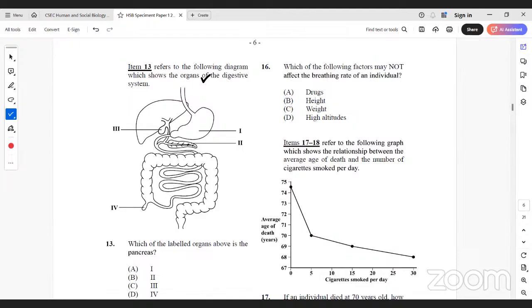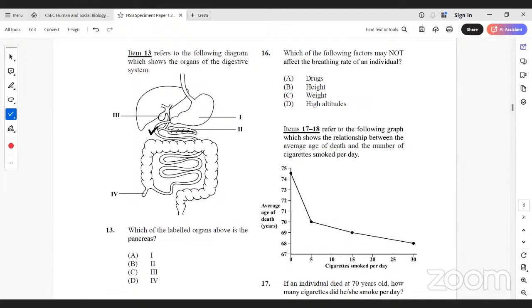Number 13 refers to the following diagram, which shows the organs of the digestive system. And this, you just have to know your organs, right? 1 is the stomach. 2 is the pancreas. 3 is the gallbladder. 4 is the appendix. All right, so you just have to know, and they ask you which one is the pancreas. There's nothing really you could teach about it. It's just whether the student has memorized their organs, if they learned the body. So let me just make sure it falls in line. Right. Nice.